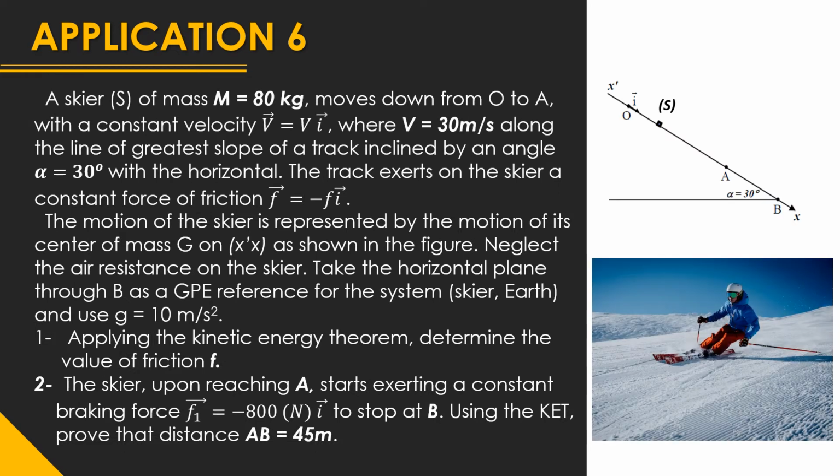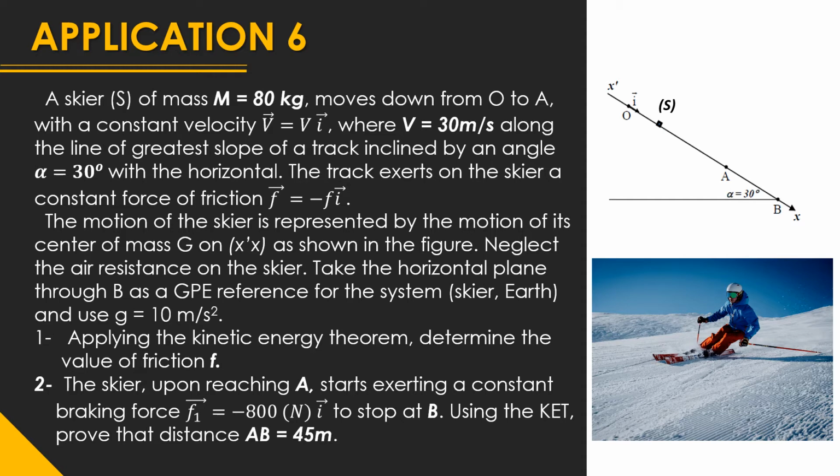Going to an application so that we just understand what we have done. We have here a skier of mass 80 kilograms moving down from O to A, as you can see on the figure, at constant speed. So from O to A, there is no change in speed. If you recall what we have seen in the previous slide, that means that kinetic energy doesn't change. The sum of work of F external is going to be zero. Anyway, we'll discuss that while solving.